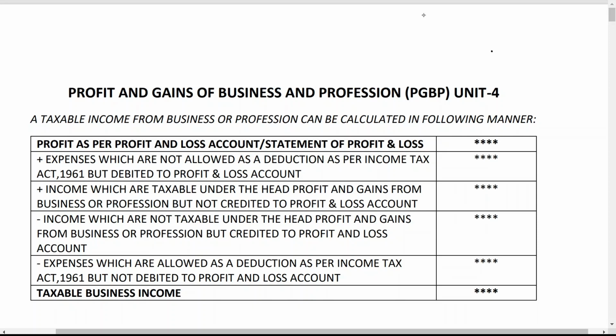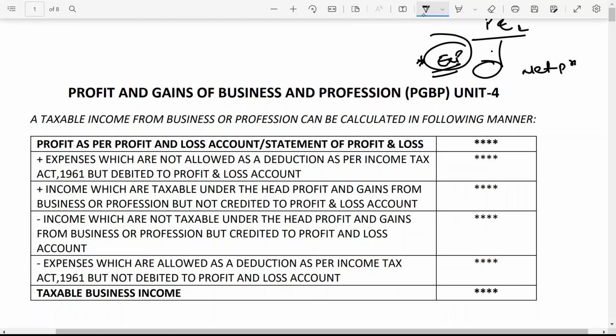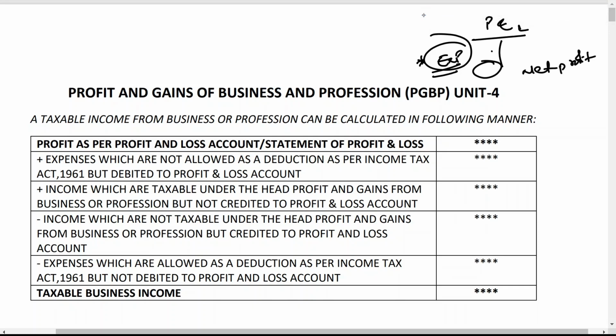Let us say this is your profit and loss account. Now you have written certain expenditure, and these expenses are not to be written. If you have written them on the debit side, by that amount your profit is reduced, but actually this is wrong as per the income tax. So what you have to do is add this expense back into your net profit. That is why it is written here.